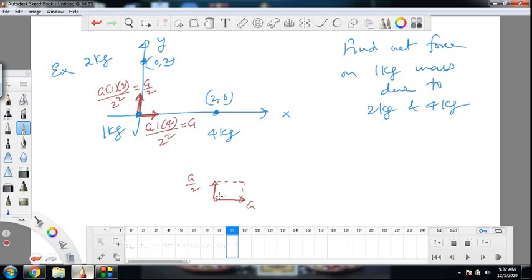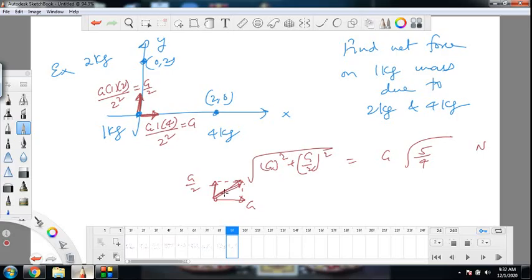So the resultant force on 1 kg will be the root of G square plus G by 2 whole square. So that will be G root 5 by 4, is it right? Newton. So that is the net force on 1 kg due to 2 and 4 kg in some direction.